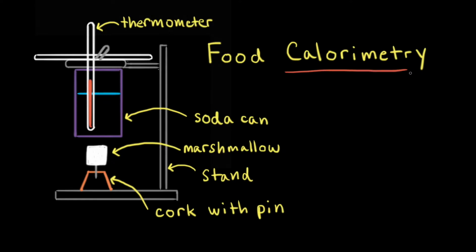Calorimetry refers to the measurement of heat flow. And in this worked example, we're going to burn a marshmallow and find the energy content of the marshmallow. First, let's look at the setup for our soda can calorimeter.